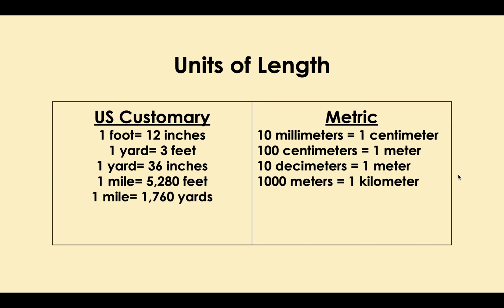Units of length. When you convert a unit measurement, you are taking what you know on this conversion chart and you're either multiplying or dividing in order to find a new measurement. For example, the box on the left says US customary. These are the measurements we use. 1 foot equals 12 inches. So think of a ruler.